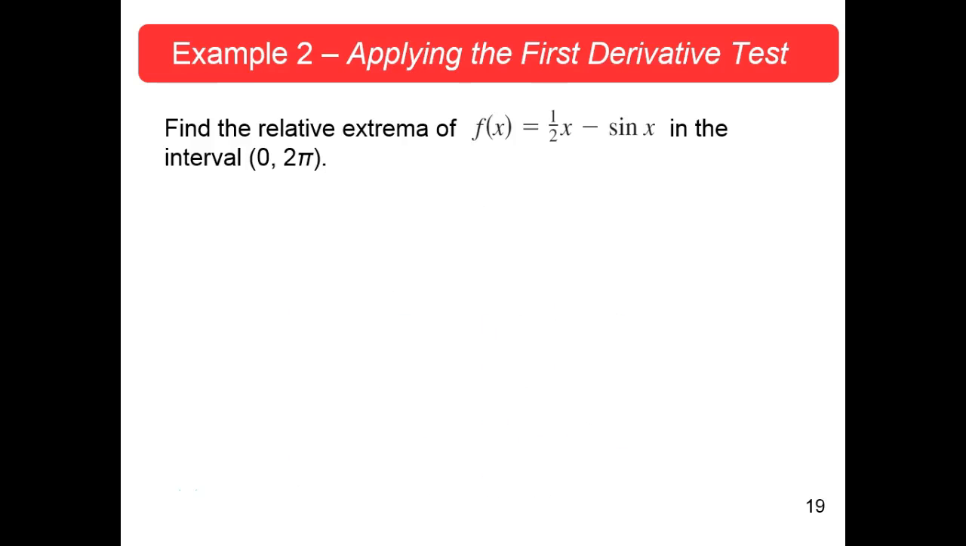So here's example 2. Find the relative extrema of f of x equals 1/2 x minus sine x on the interval 0 to 2 pi. Relative extrema on that interval. What would we do first? Take a derivative.